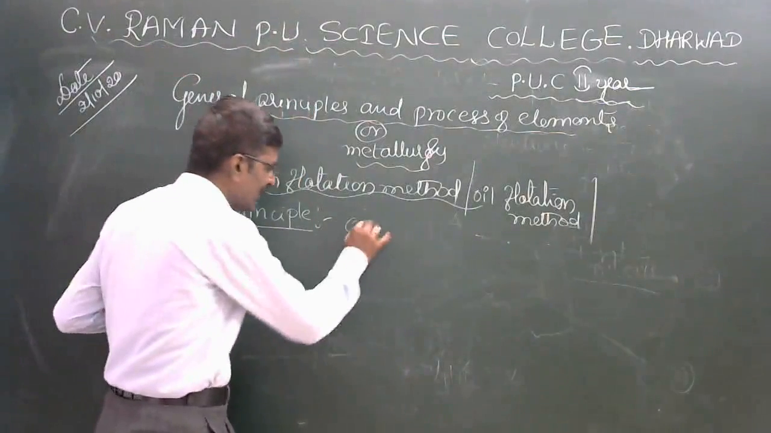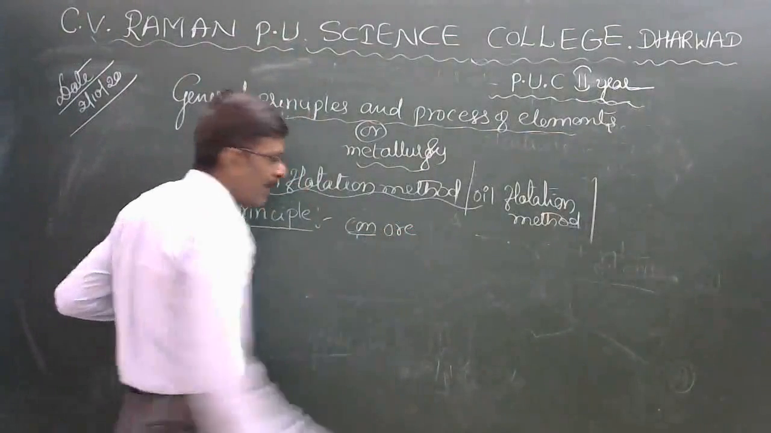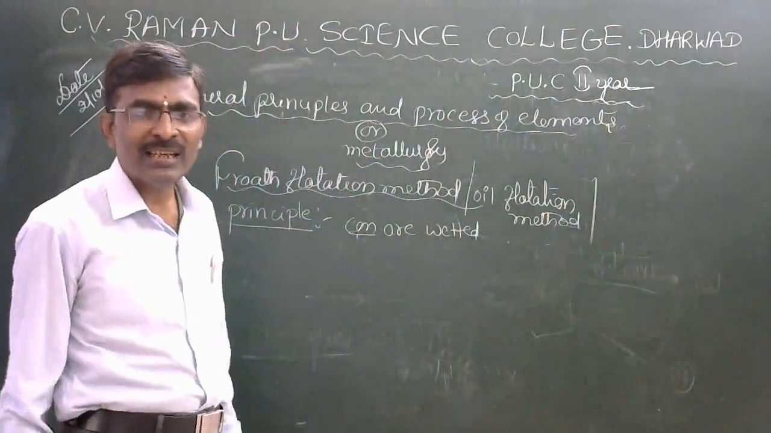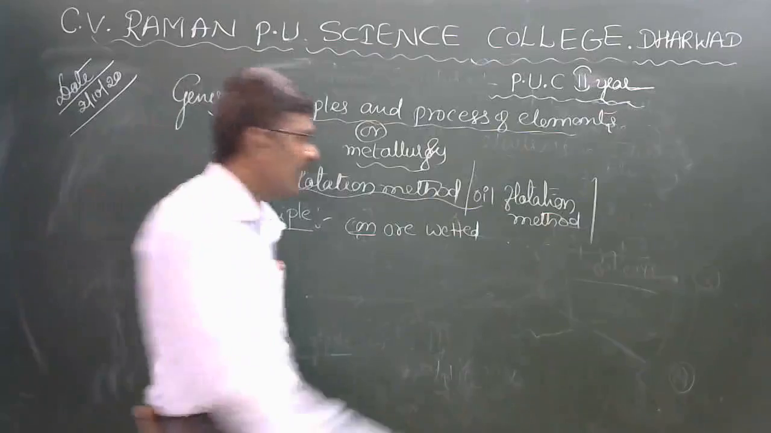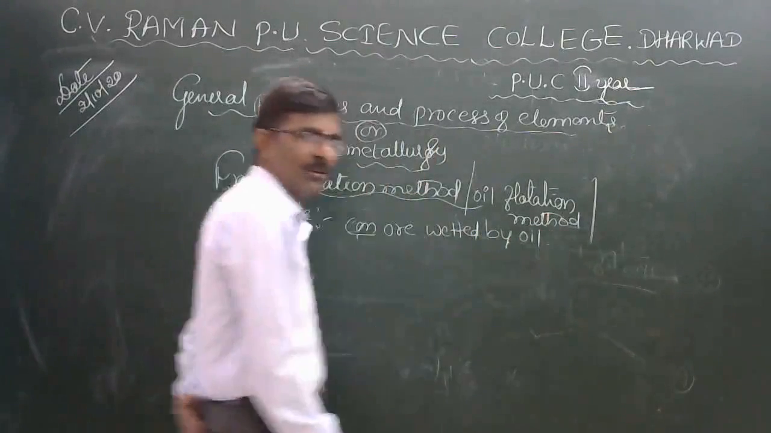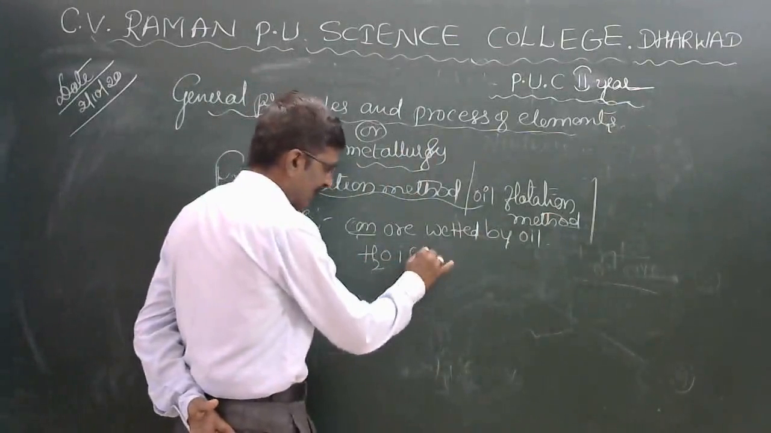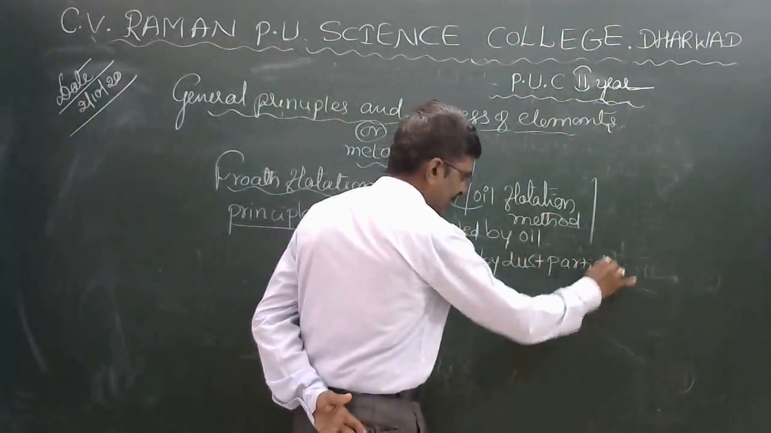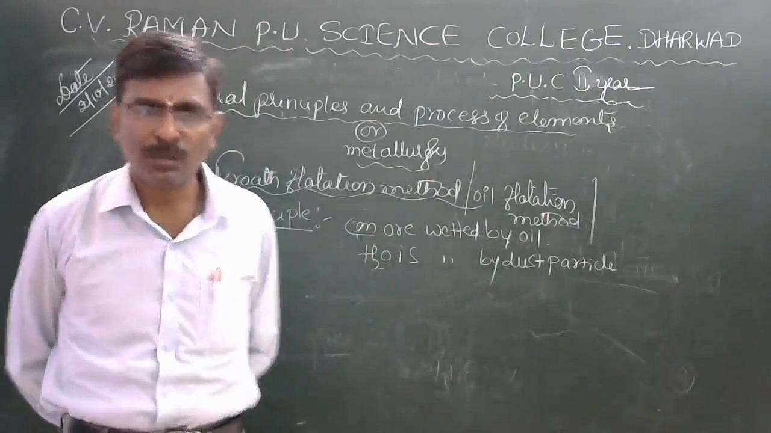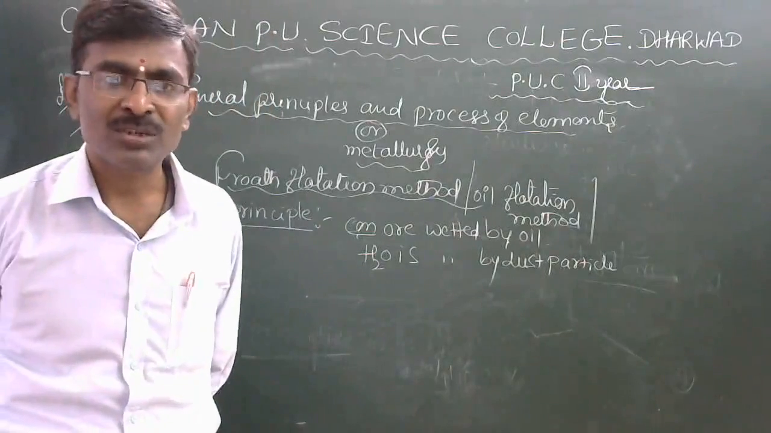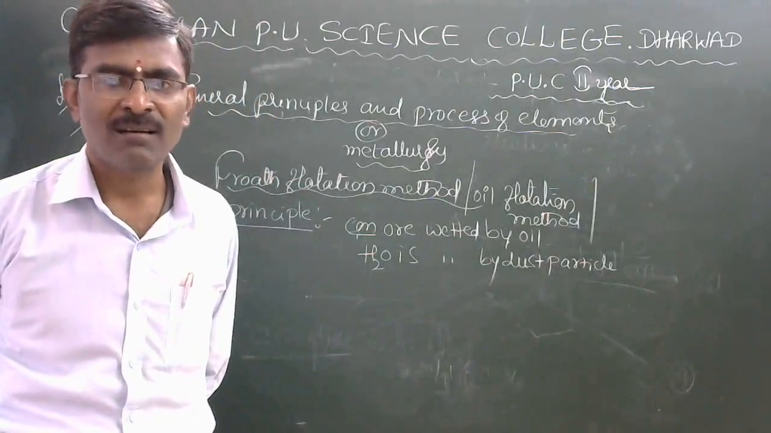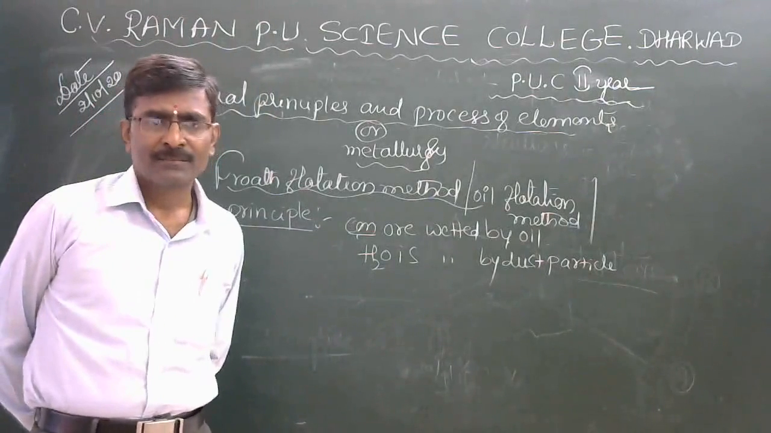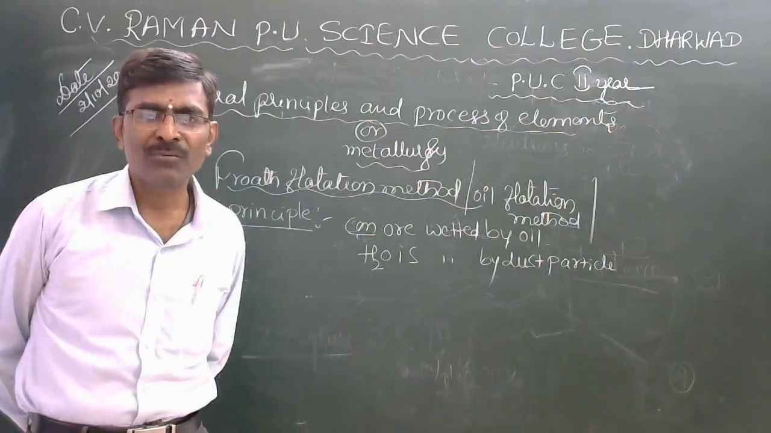The concentrated ore is wetted, like a cloth is wet. Concentrated ore is wetted by oil, and water wets the dust particles. This is the main principle. You will get 1 mark. Sometimes this question can be asked for 2 marks or probably 3 marks, my dear students. So this is a very important concept, the froth flotation method.